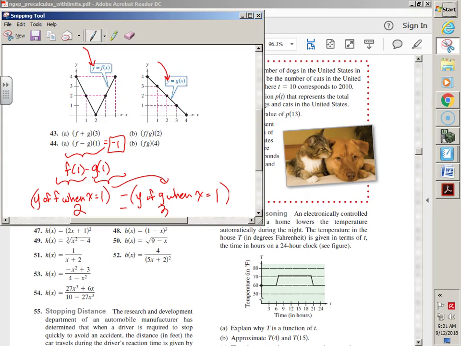Then for this one, the only difference is you're doing multiplication, so f of 4 times g of 4, which is why when x is 4, they plugged in 4, and they plugged in 0. I think this one was 0. Does that sound right? Yeah. Okay, so that's the general gist of that whole section.